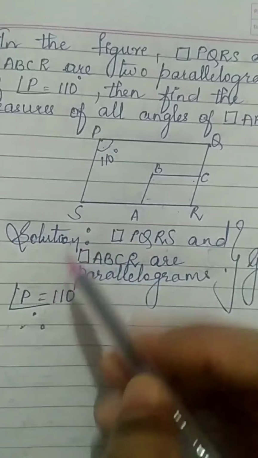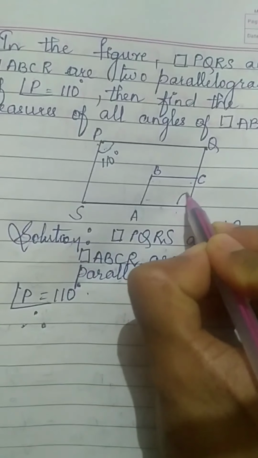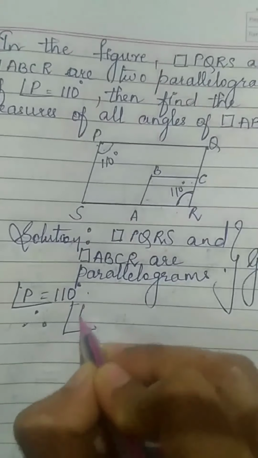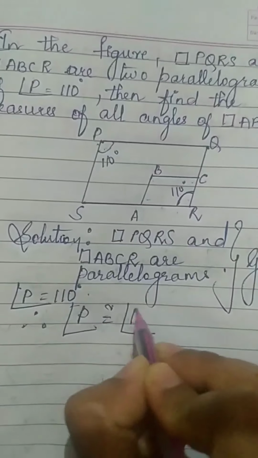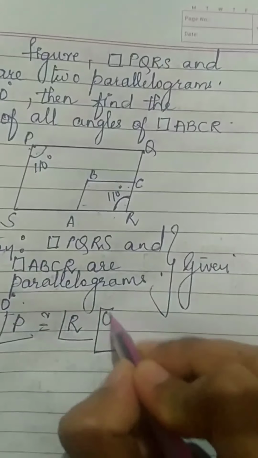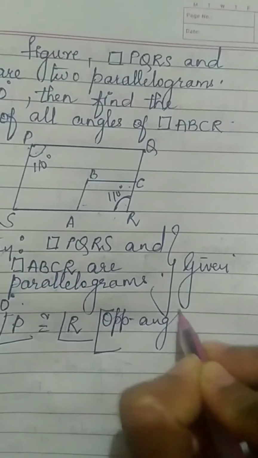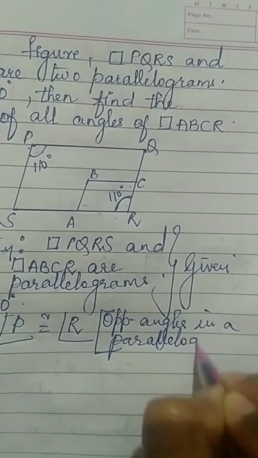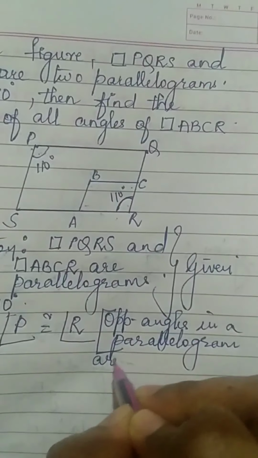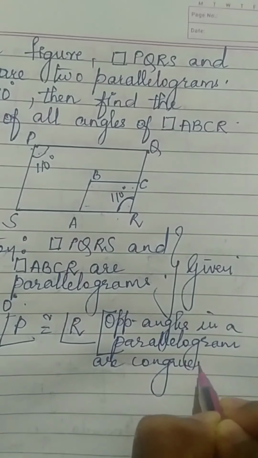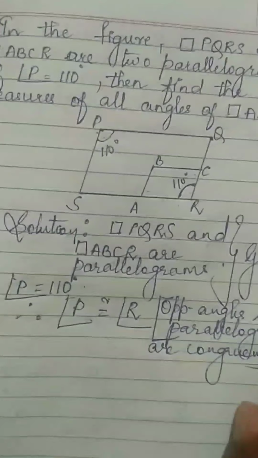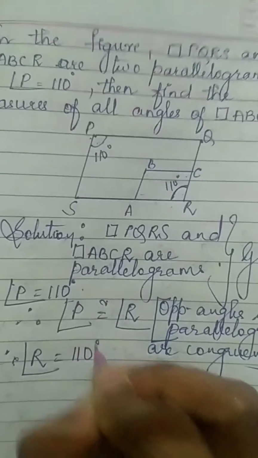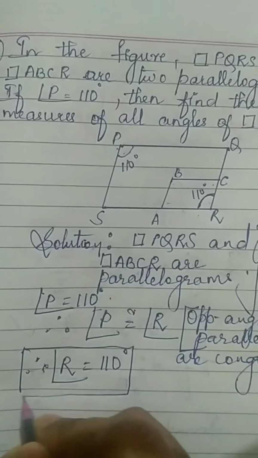If angle P is 110, its opposite angle, angle R, will also be 110. So can you complete that step? Angle P congruent to angle R. What is the reason? Opposite angles in a parallelogram are congruent. Okay, wrote the reason. So therefore, angle R will be 110. One angle you got, put it in a box.